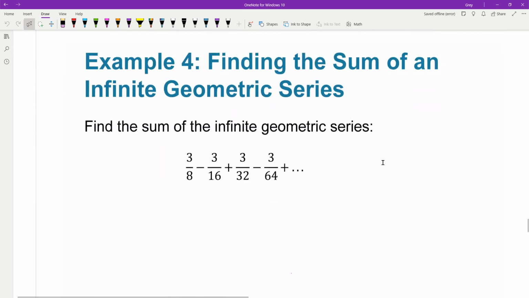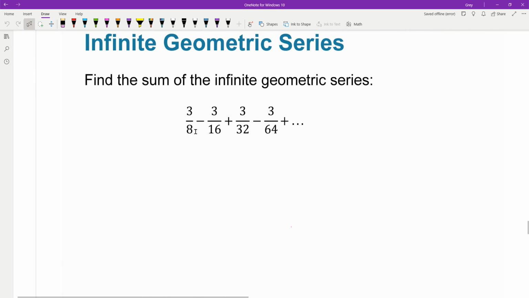All right, example 4, find the sum of an infinite geometric series. So I have 3/8 minus 3/16 plus 3 over 32 minus 3 over 64. It is an infinite geometric series, but to find out if I can find the sum, I really ought to go find out what R is. And R is taking any term and putting it over the previous one. So R is going to equal -3/16 over 3/8. Keep, change, flip, or use your calculator. That becomes -1/2. And that is between 1 and -1.